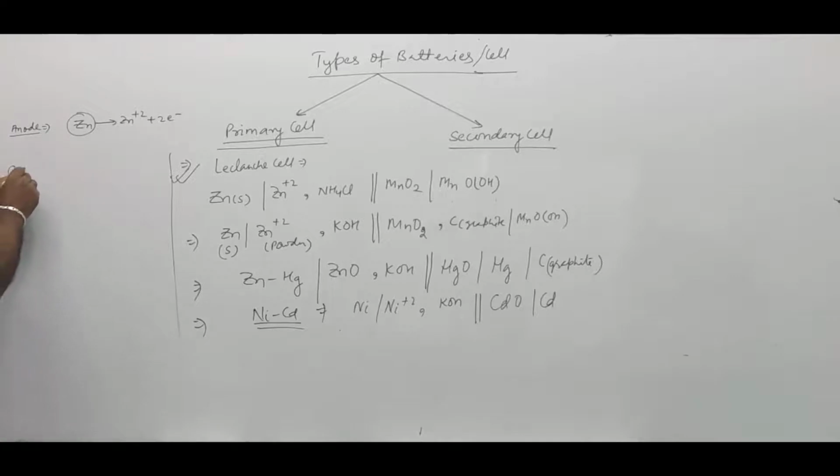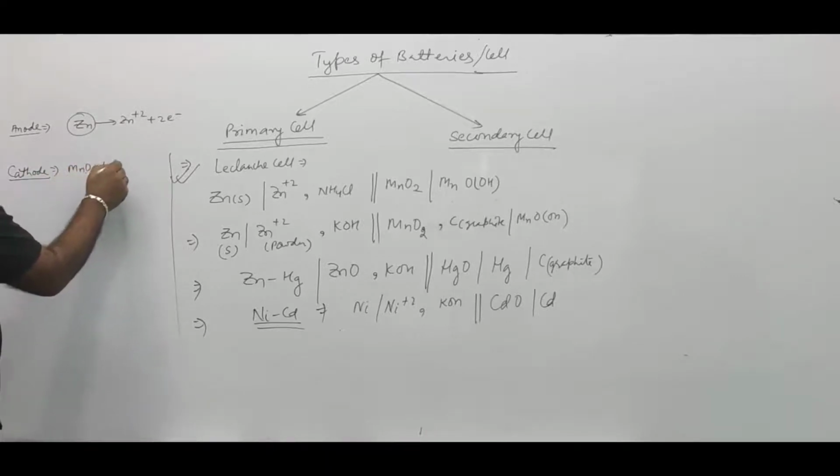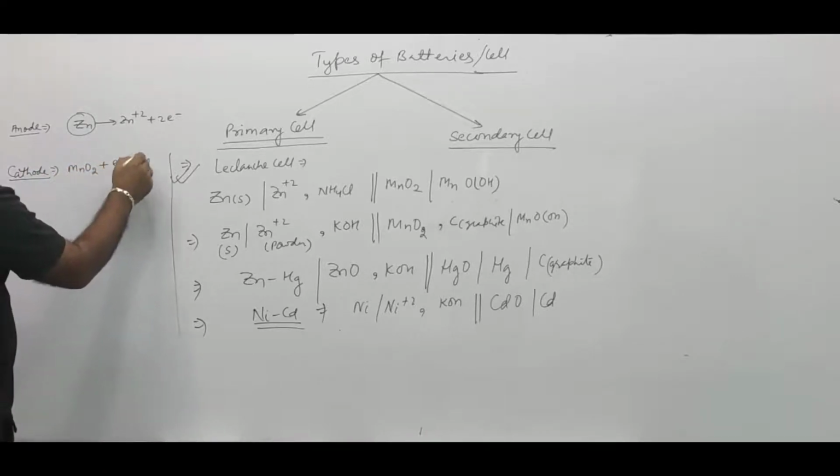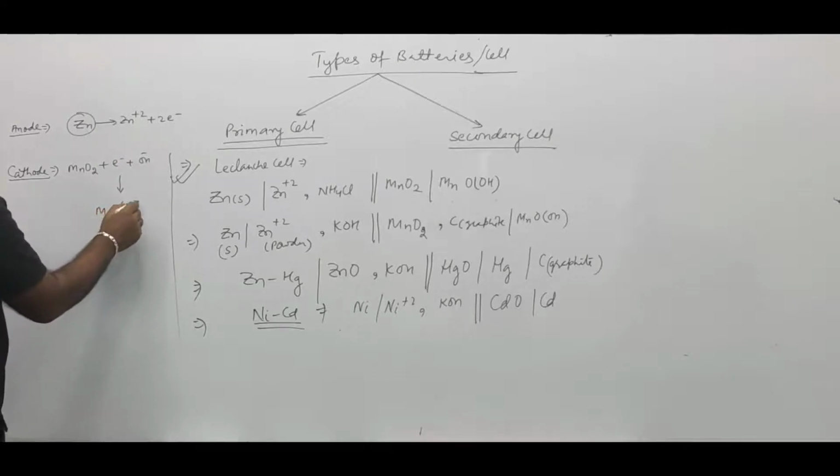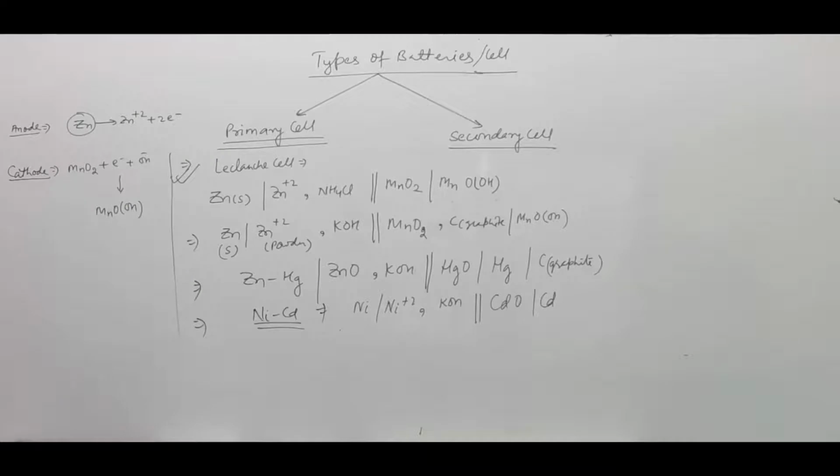There is a carbon rod as the cathode. Over here, MnO2 will accept an electron in alkaline solution and become MnOOH. So what it forms is manganese basic oxide.